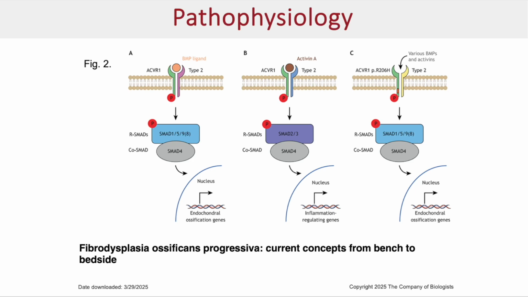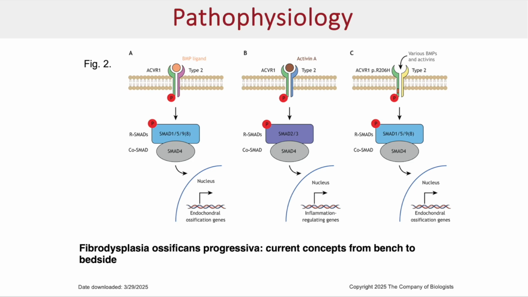This slide tries to demonstrate that. In panel A, there's a normal ACVR1 receptor. If the BMP ligand binds to that, there are intracellular processes that result in the nucleus expressing endochondral ossification genes, as you would need to be able to build a new skeleton.